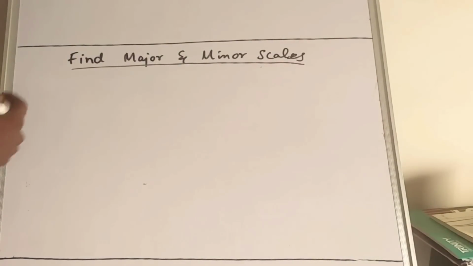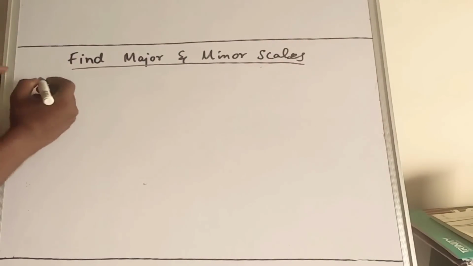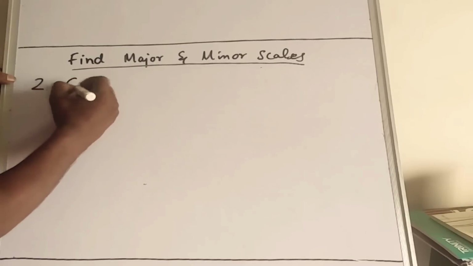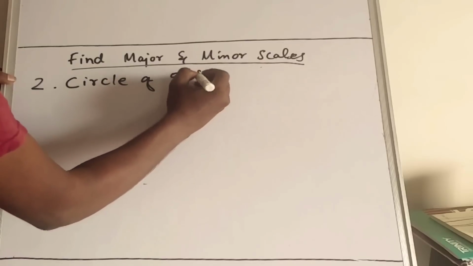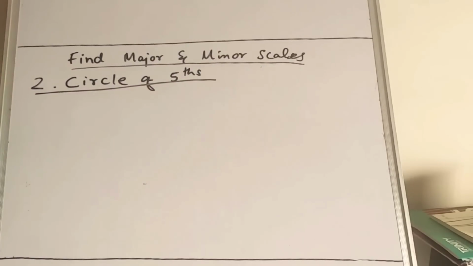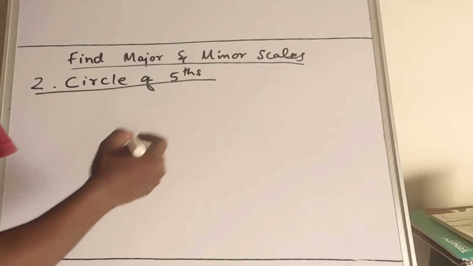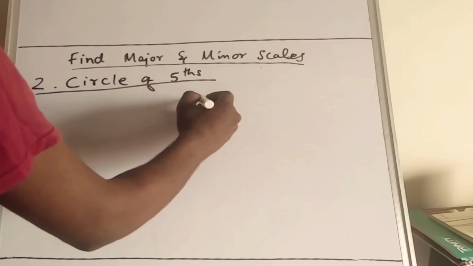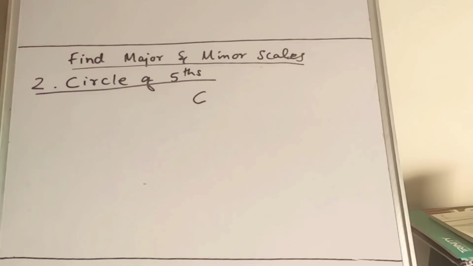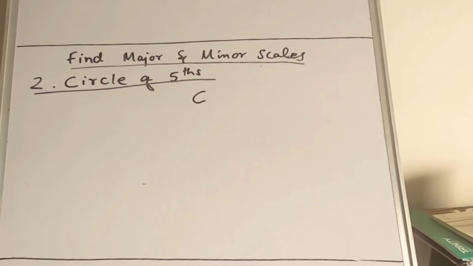Okay, now let's move on to the second method of finding the major and the minor scale. That is the circle of fifths. Using the circle of fifths, we're going to find the major and the minor scales. Now let's write C on the top, because C has no sharps or flats in it. The notes of the C major scale are all the white keys on the piano. So let's take C. From C, let's count 5 notes.